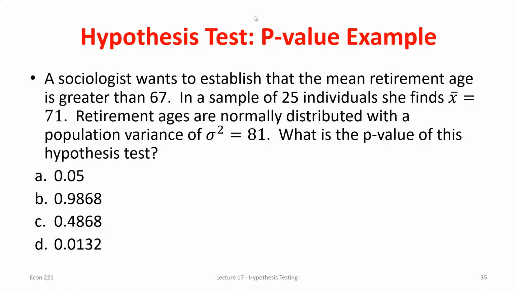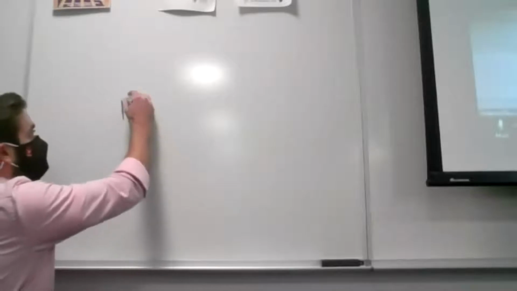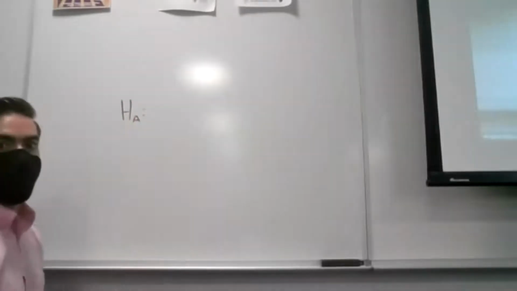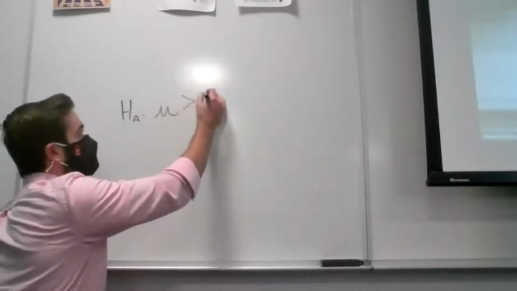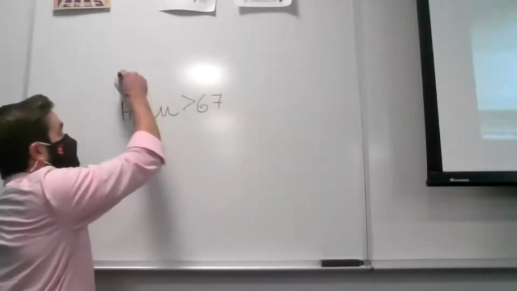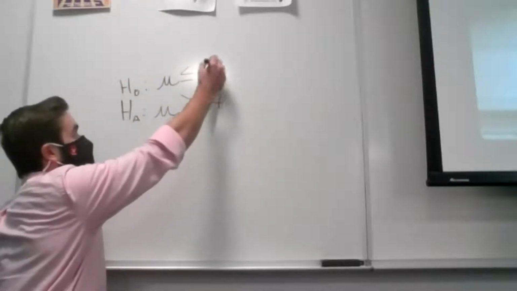So we've got our sample, where is it? Our sample mean of 71, right? And we want to test for whether or not it's greater than 67. What we want to test for is our alternative hypothesis. So we're thinking about, is this greater than 67, which makes the null hypothesis, right? It's the complement of that.